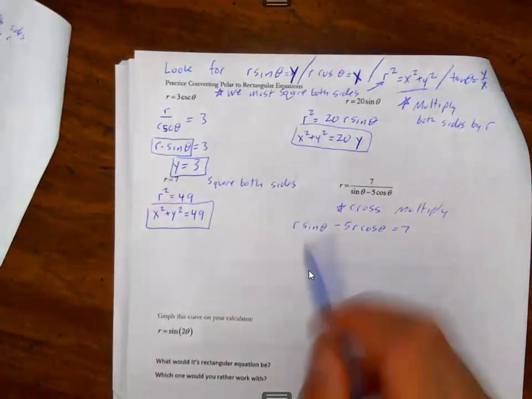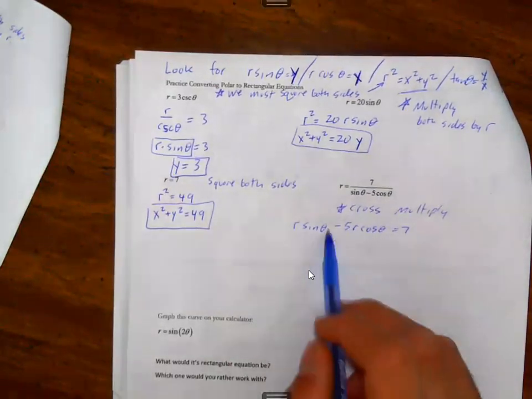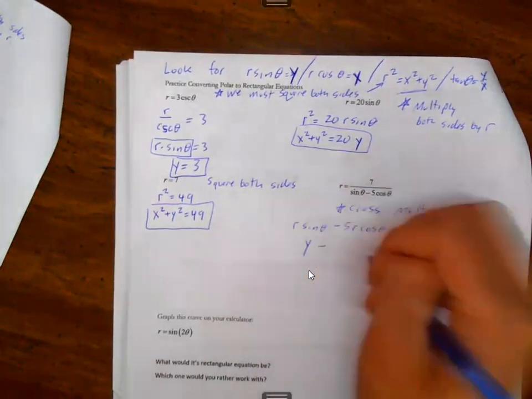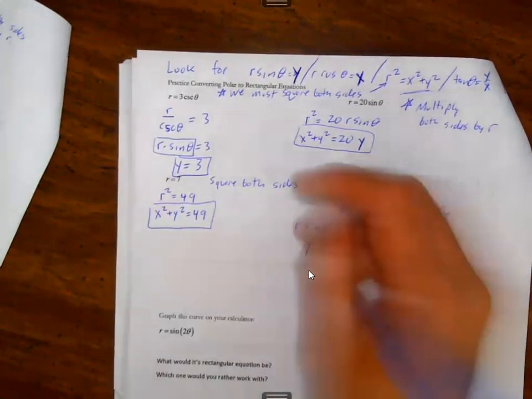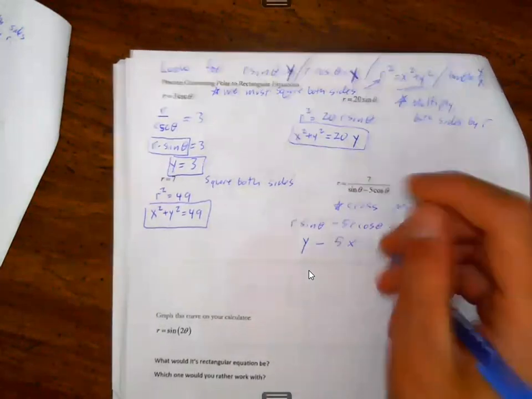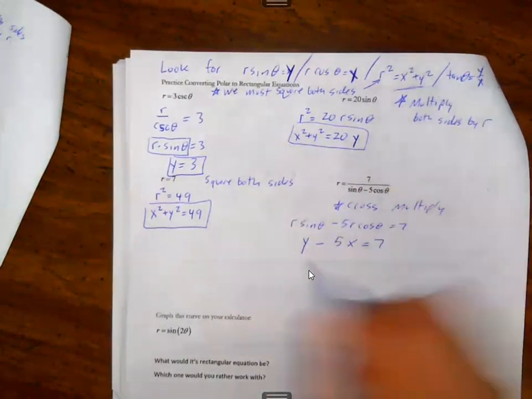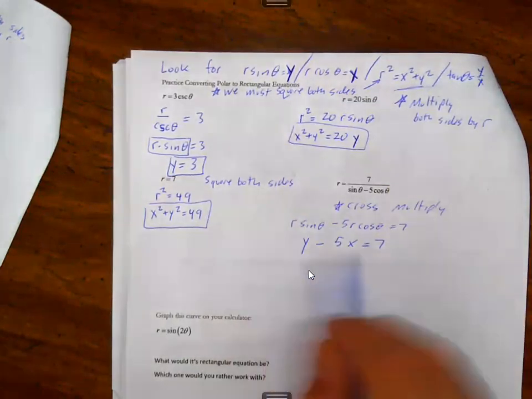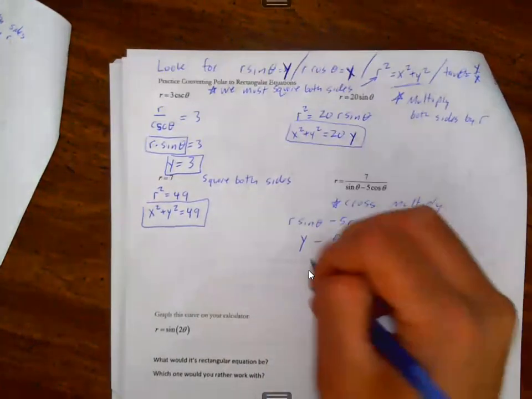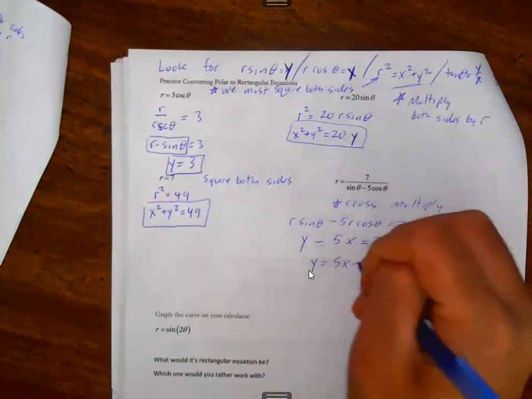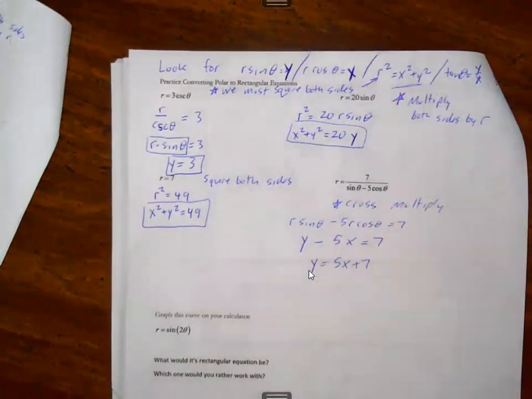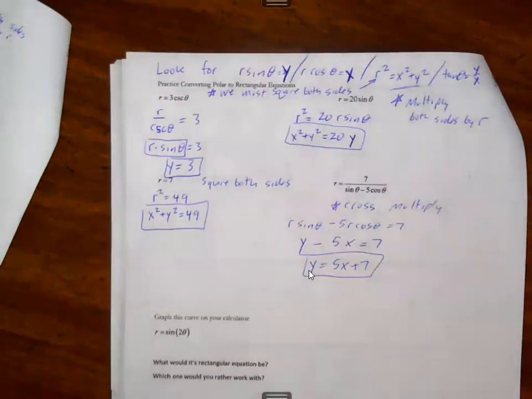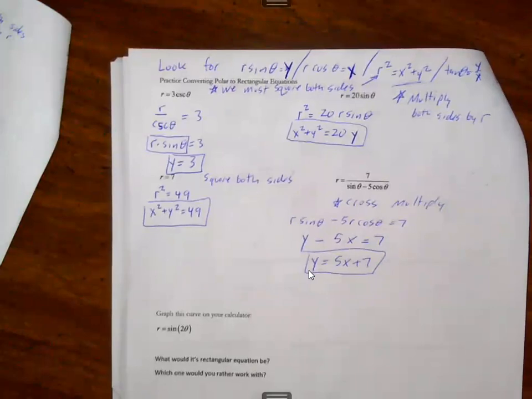And now what's beautiful about that is now we have r sine theta and r cosine theta, and we can replace r sine theta with y, sorry, and r cosine theta with x. And then there you go. And then if you want to put it in point slope form or slope intercept form, there it is. All right, so that's how you convert.